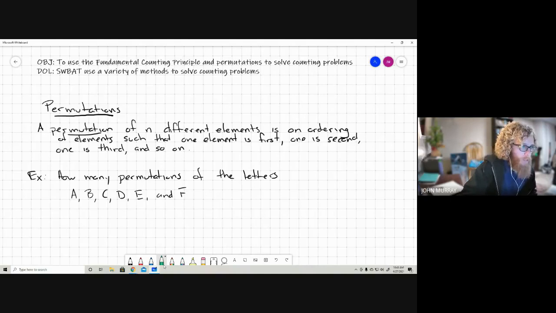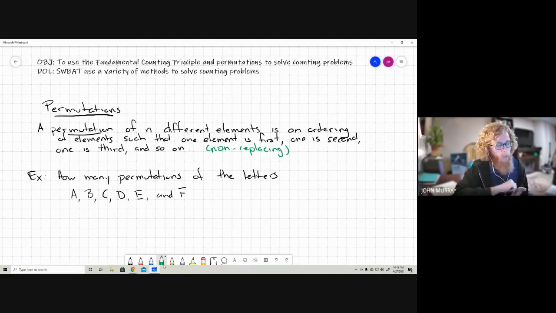Now, usually, when we're dealing with permutations, we are not replacing. Okay, so remember yesterday, the first example we saw, we went through 2 different scenarios. The one where we replace the numbered cards back into the box or into the hat that we were picking them from, and the other where we didn't replace it. All right, so most of the time, not all the time, but most of the time, permutations are non-replacing. Once something is in the first spot, it can no longer be in the second or third or fourth or fifth or however many spots there are. Okay, so that's something that we have to take into consideration.